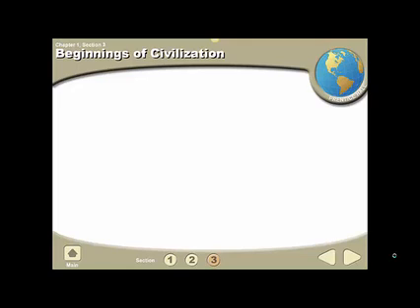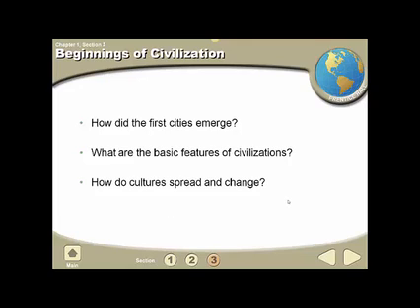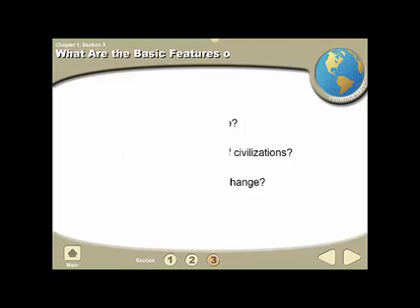But this, 3000 BC or so, is right around the beginnings of what we call civilization. And we're going to look at how did the first cities emerge? Where did they come from? What are the basic features of civilization? So in order to be characterized as a civilization, certain basic features have to be present. And how do cultures spread and change? In what ways do people obviously interact with one another and take their culture from one place to another?